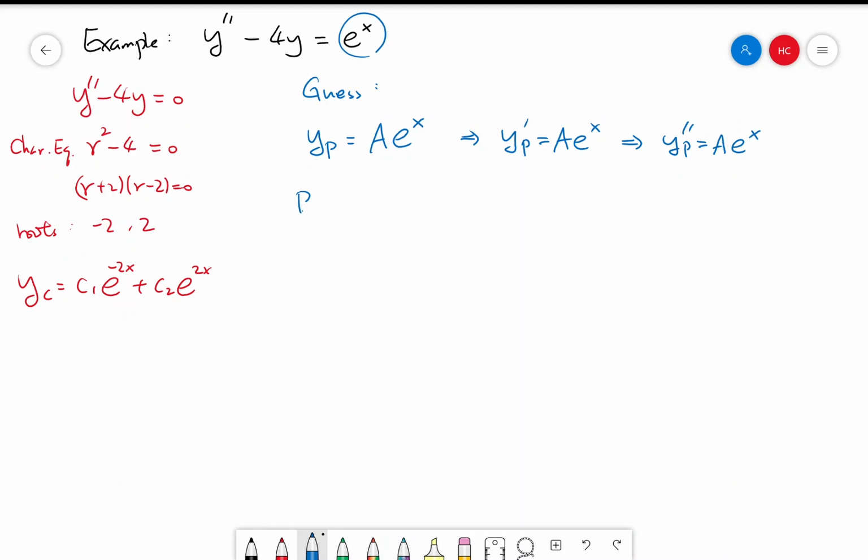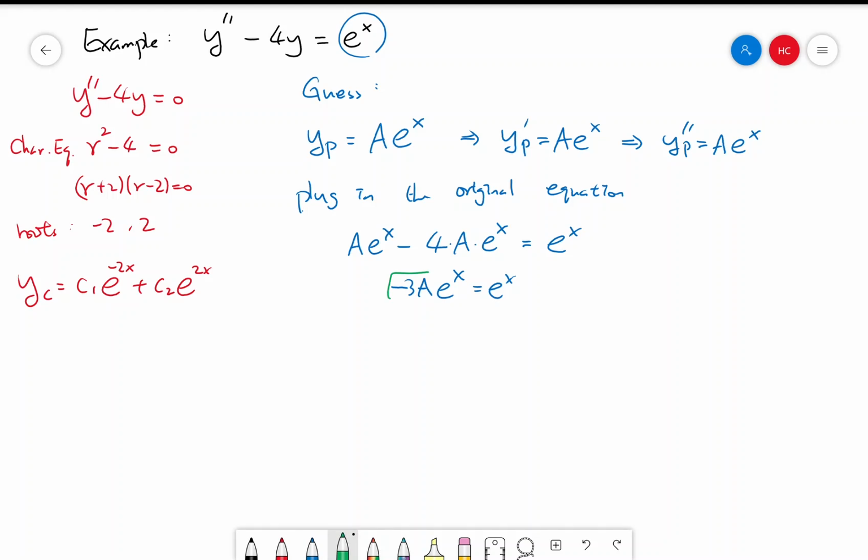So if we plug it into the original equation, what we get is a times e to the x minus 4 times a times e to the x equals e to the x. So that means -3a e to the x equals e to the x. So compare the coefficients. -3a equals 1, so a is -1/3. So the particular solution is equal to -1/3 times e to the x.